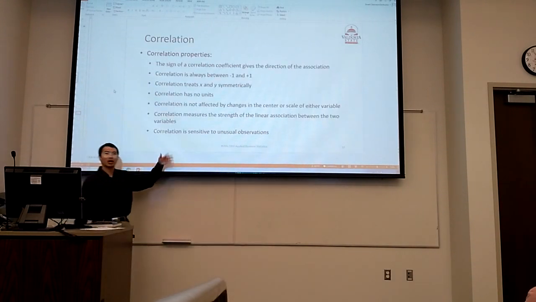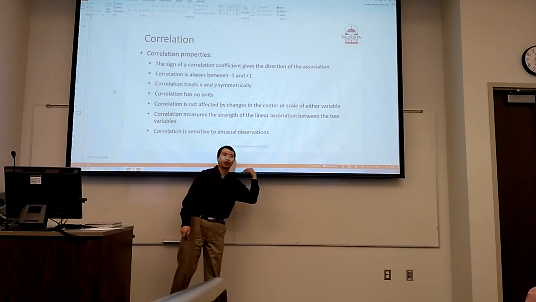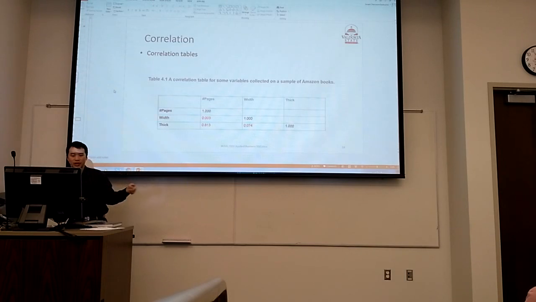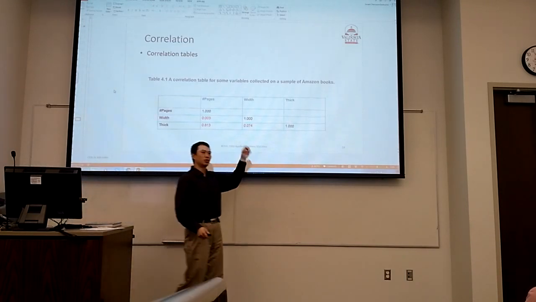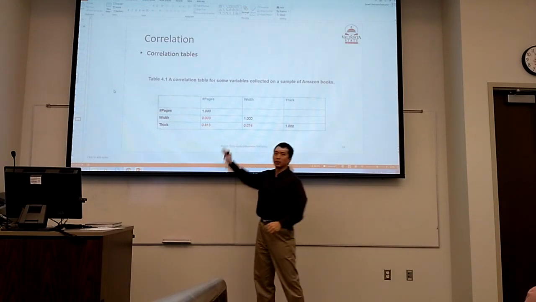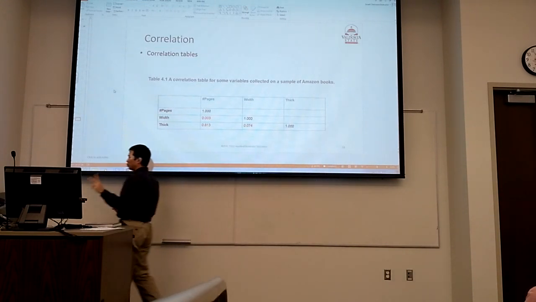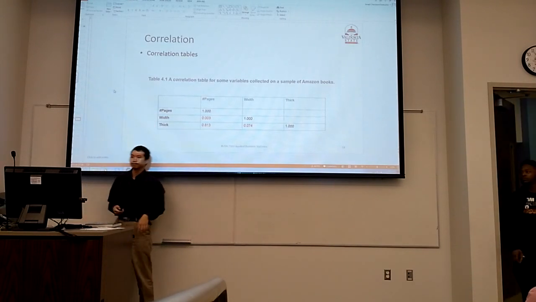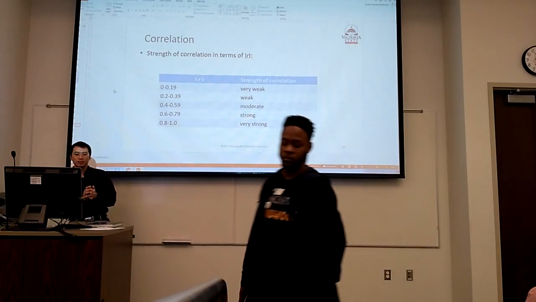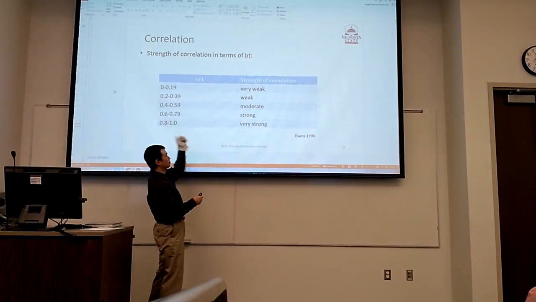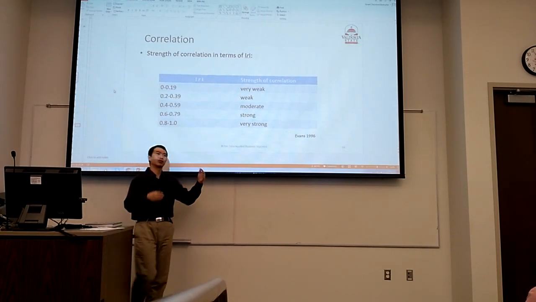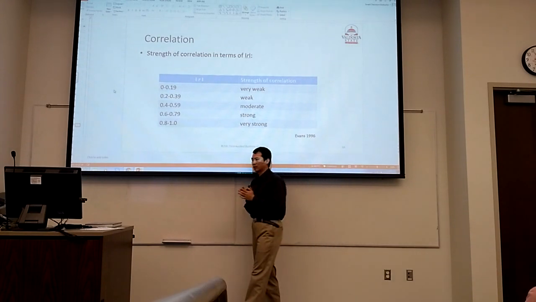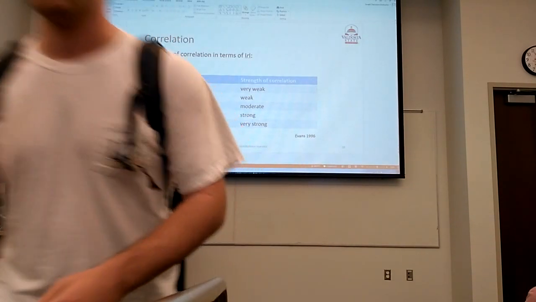Some properties. We don't have to spend time on those properties again, so you can read it after the class. Correlation table. We can display the correlation coefficients between the variables in a table like this. Because we consider the two variables symmetric, we only have to populate half of the table. And how do we define if the strength is weak or very weak or strong and so forth?